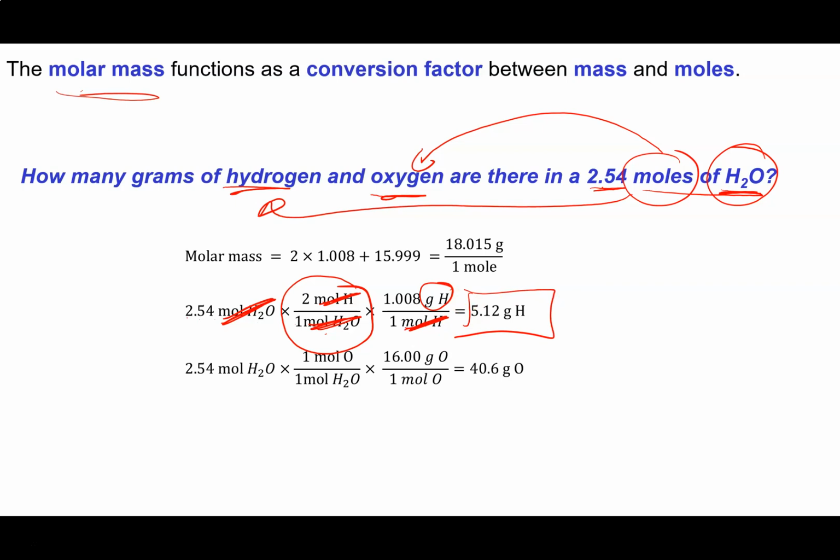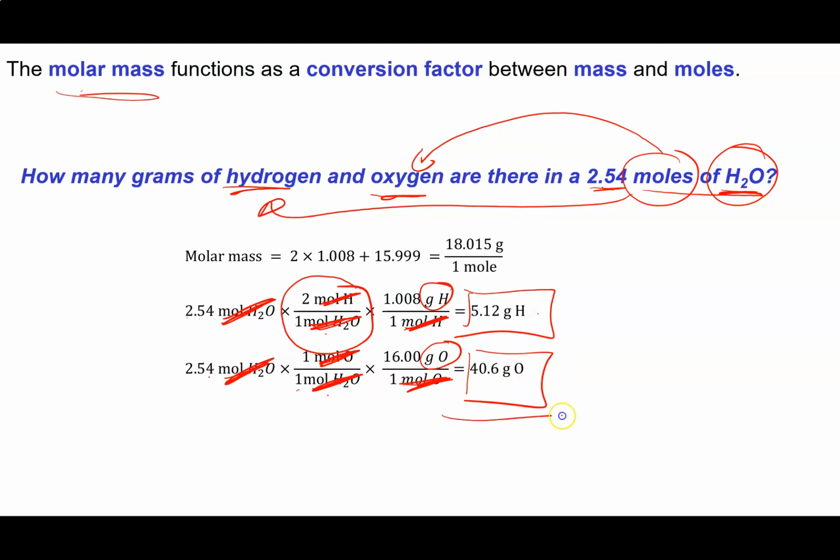Now I'm going to do the same for oxygen, 2.54 moles of water, and I get 1 mole of oxygen for every 1 mole of H2O. So moles of H2O cancels out. And then now I want to go from moles to grams, so I use the molar mass. 1 mole of oxygen times 16 grams of oxygen for every 1 mole of oxygen, and moles of oxygen cancels out, leaves me with grams of oxygen. So here's my grams of hydrogen, here's my grams of oxygen.